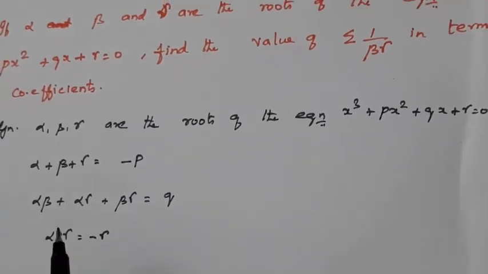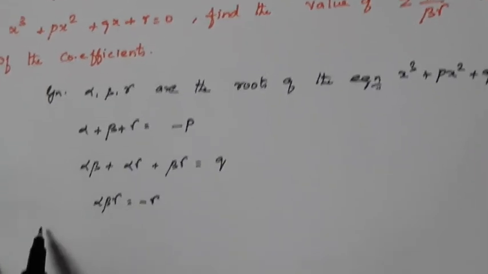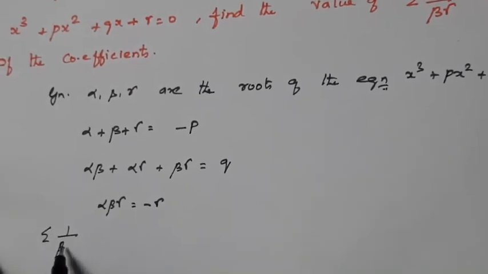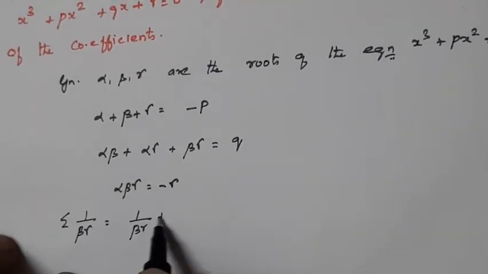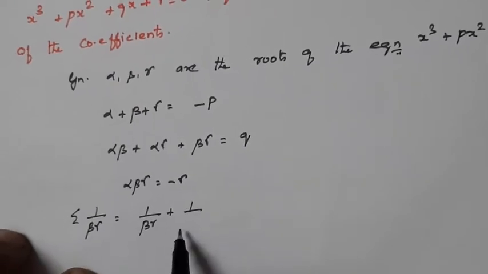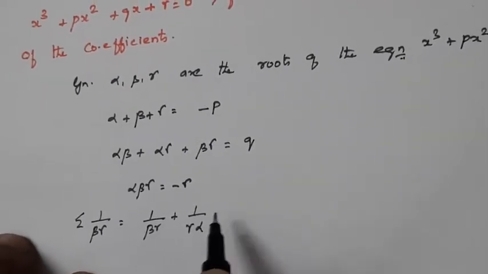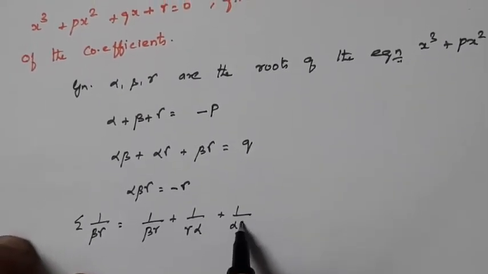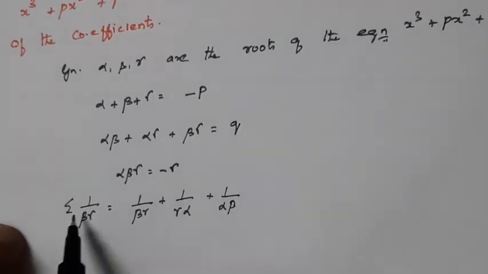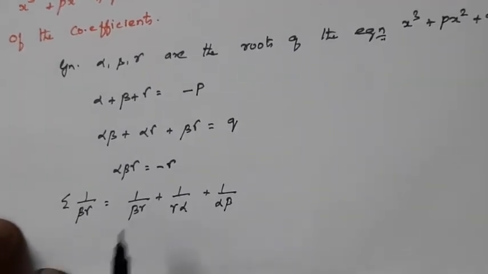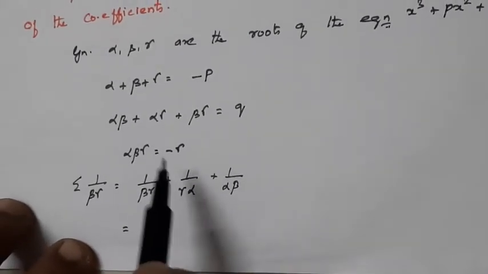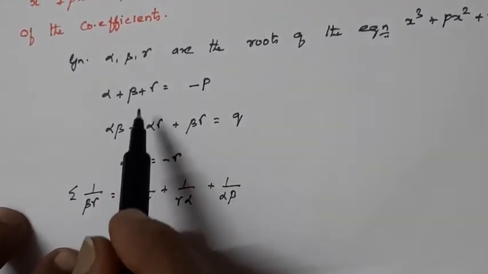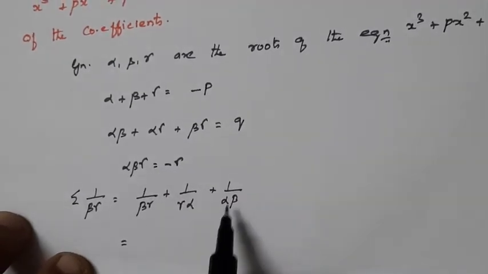Okay. Now you have to find the value of sigma 1 by beta gamma. So 1 by beta gamma means, in the same way, you have to find the sum 1 by beta gamma plus 1 by gamma alpha plus 1 by alpha beta. This is the expansion of sigma 1 by beta gamma. Now you have to try to express it in terms of these three relations.